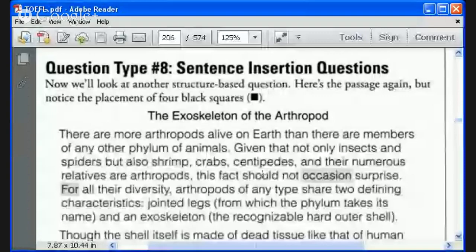Okay, let's jump in and take a look at sentence insertion questions. Question type 8.